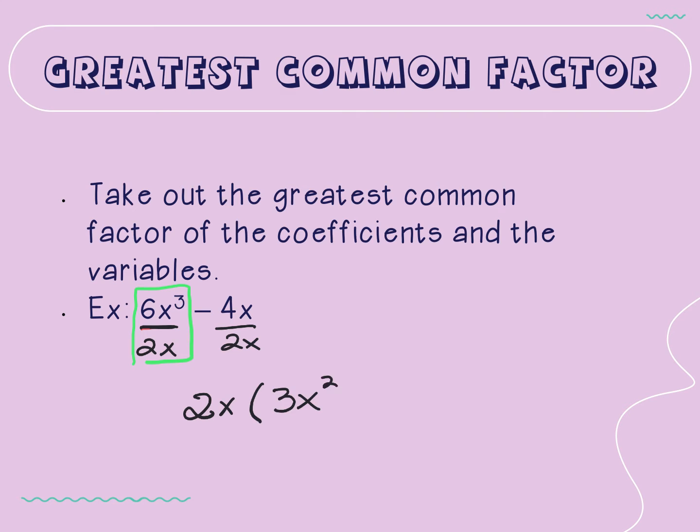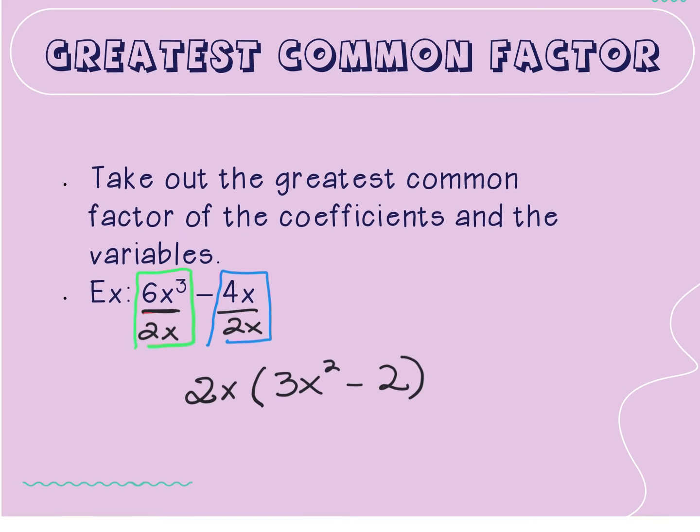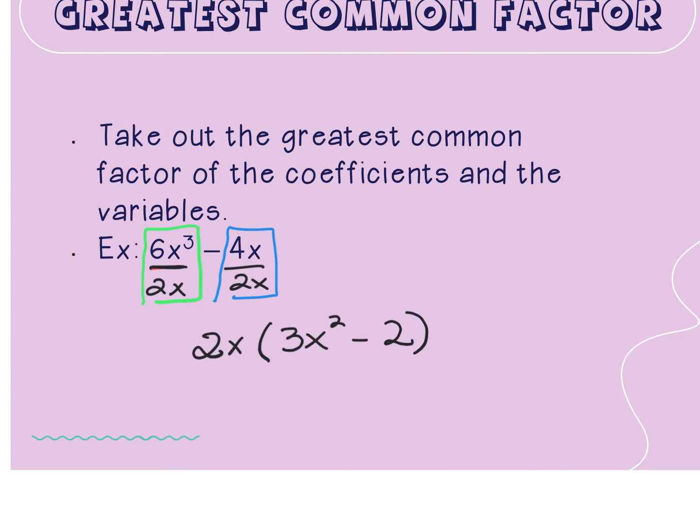Remember, you subtract the variable exponents when you divide. Then next, I'm going to divide 4x by 2x, and that's going to give me 2. X to the first divided by x to the first is just 1, so the x's are gone. And this is going to be your simplified or factored binomial. Now, remember what you can do is you can always distribute it back. If I distribute this back, it should go back to my original problem.